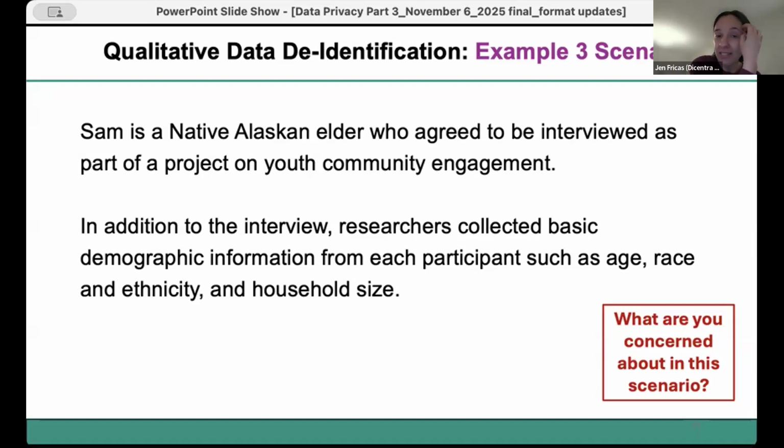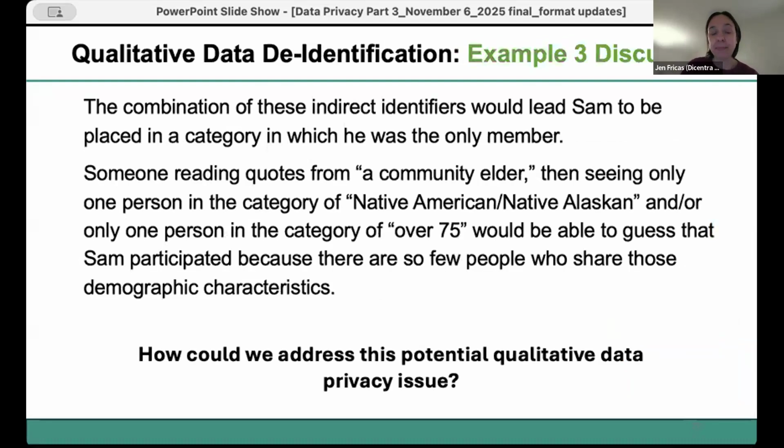Okay, let's go on and just discuss Sam's situation. So remember, this is about the indirect identifiers. The combination of those indirect identifiers could lead Sam to be placed in a category in which he is the only member, right? So Sam is older, he's a male, and he's an Alaskan Native, or he would be in the Alaskan Native American Indian category. What if the combination of people with those three characteristics is just one person? Well, now we'd be able to identify Sam, right?